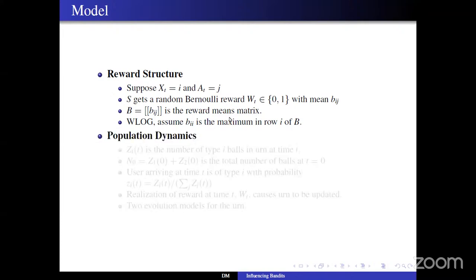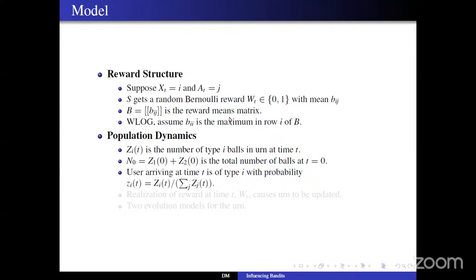And here is how the content of the urn, which tracks the interest profile of the users, changes. We'll assume Z_i is the number of balls of type i in that urn. Just remember that we still have that urn, and I'll give you two separate models; I'll come back to that. So Z_i(t) is the number of balls of type i, and Z1 plus Z2 is the total number of balls in the urn. We begin with Z1 of 0 and Z2 of 0 in the urn. That is problem dependent; we can start with some non-zero values or whatever.